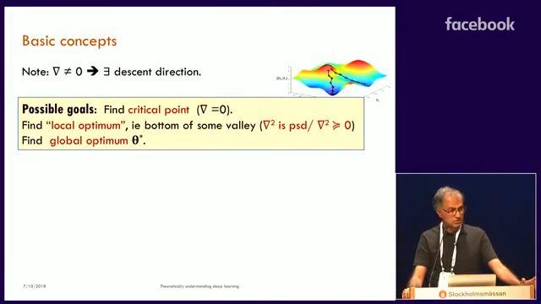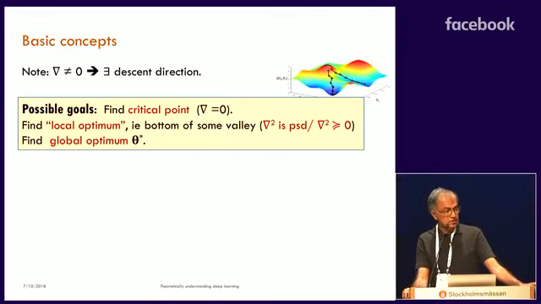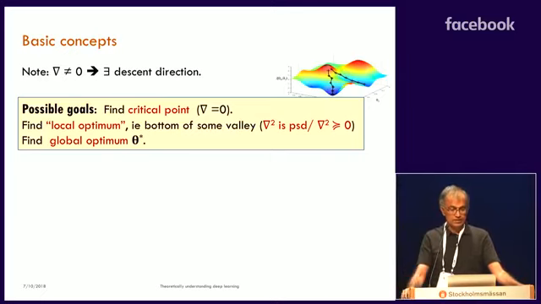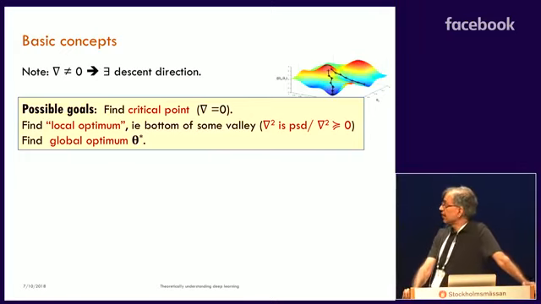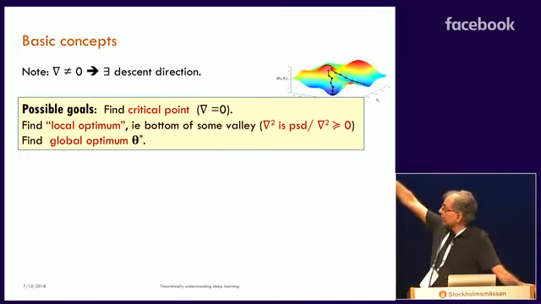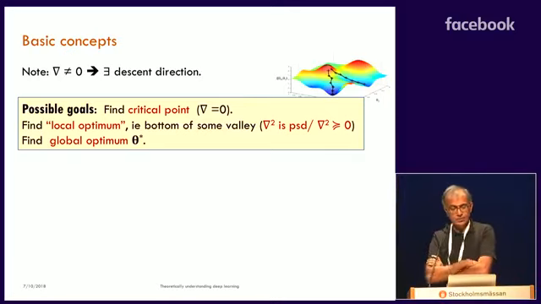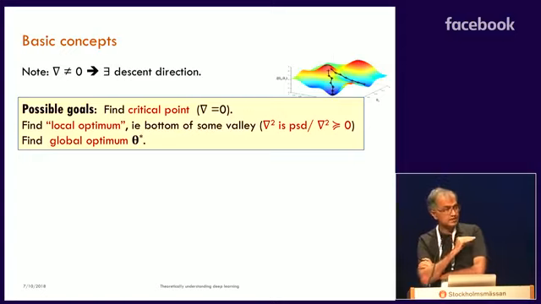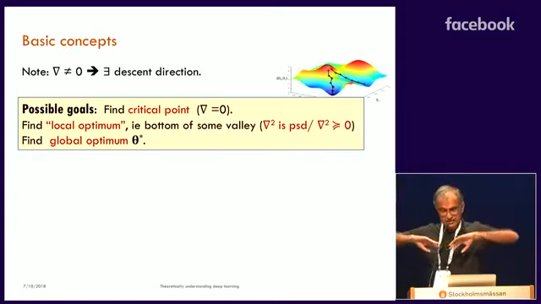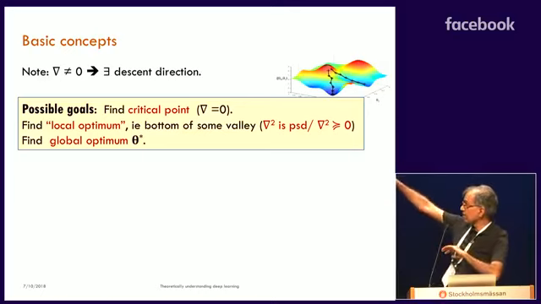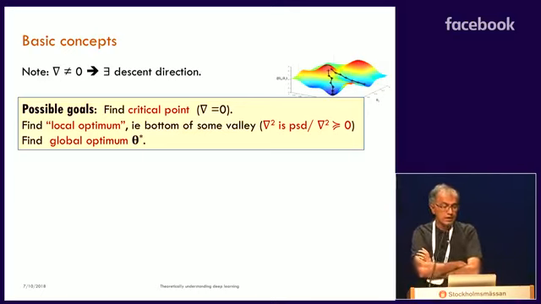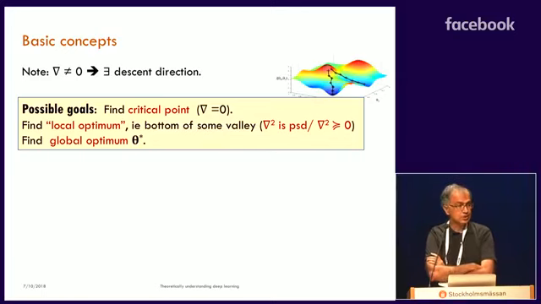So, possible goals of algorithms. You could find just a critical point, where the gradient is zero. So at least at that point, there's no local improvement of the loss function. The next, stronger notion would be to find a local optimum, that is, the bottom of some valley. It need not be the global optimum, but it could be a local optimum. Mathematically, a local optimum can be defined in many ways, but the one we are interested in is that the second derivative, the Hessian, is positive semi-definite. That's saying, geometrically, exactly that it's the bottom of a valley. And then the most ambitious goal would be to find the global optimum.